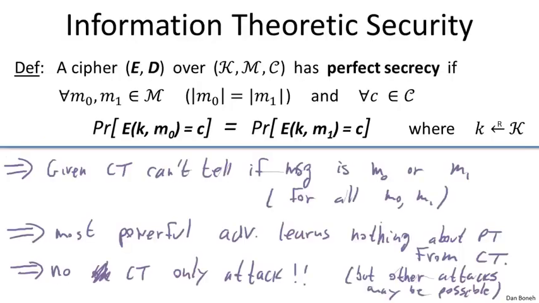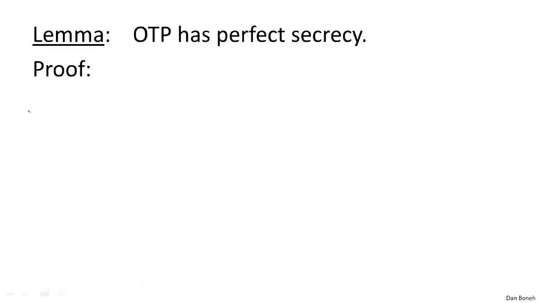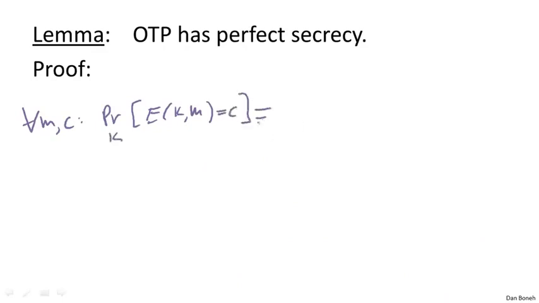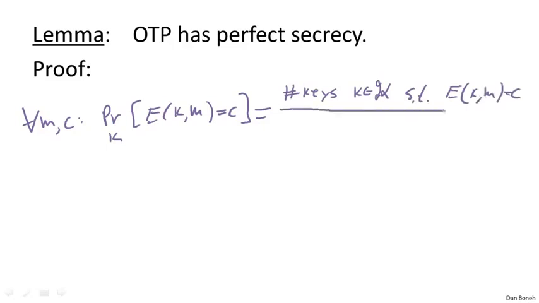What is this probability that E_k of m0 is equal to c? It's actually not that hard to see that for every message and every ciphertext, the probability that the encryption of m under a key k is equal to c, over a random choice of key, is by definition the number of keys k in the key space K such that if I encrypt m with k, I get c. So I literally count the number of such keys, and I divide by the total number of keys. That's what it means that if I choose a random key, that key maps m to c. So it's basically the number of keys that map m to c divided by the total number of keys.